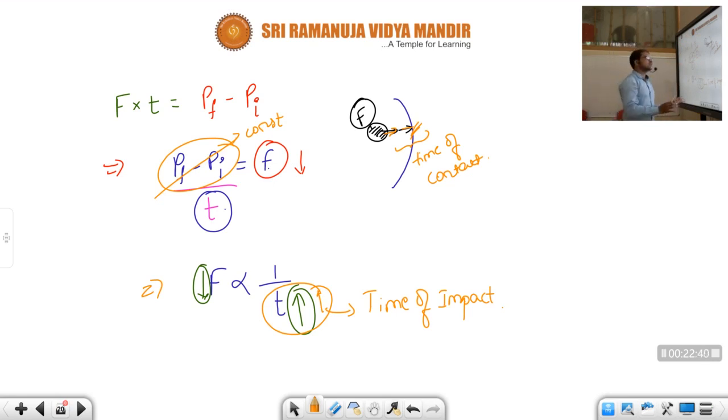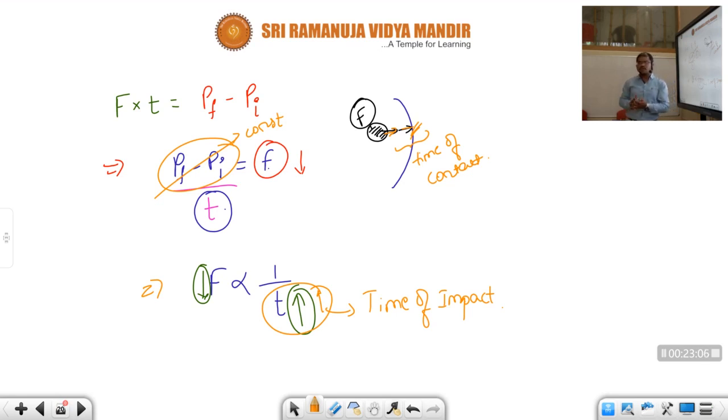Okay, children, very, very important thing this one. Time of impact in the sense, the time in which that object coming with some force will hit our palm. If we can prolong that time. Impact in the sense what, children? Impact means the force whatever is exerted on the palm. That one we need to decrease.